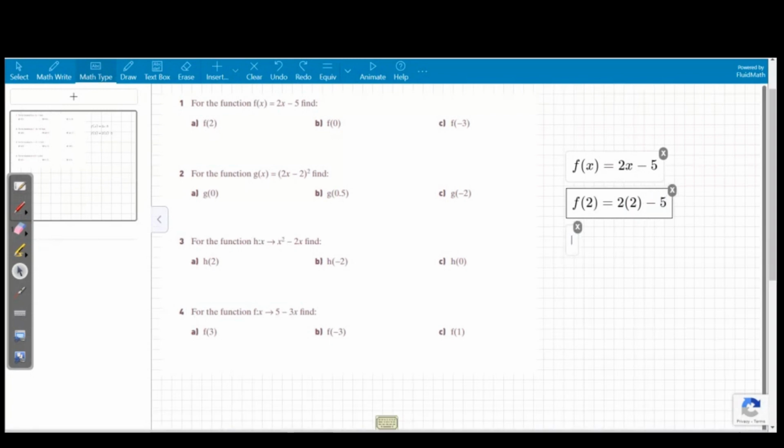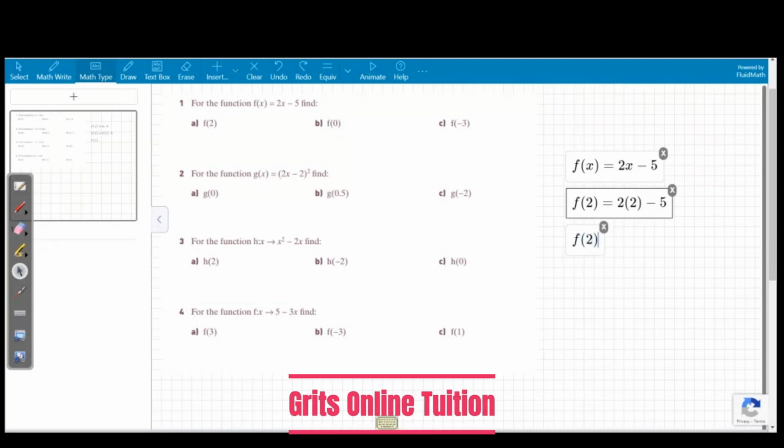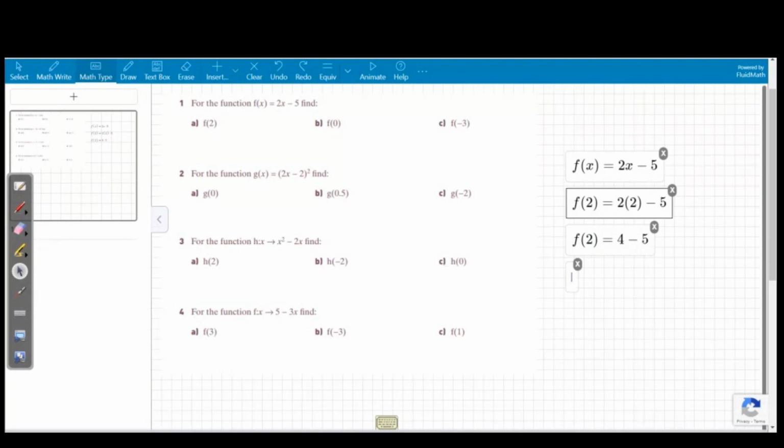So f of 2 is equal to 2 times 2 gives us 4 minus 5. Our final answer is f of 2 is equal to 4 minus 5 gives us negative 1. That is very easy, isn't it? Let's go to the next one.